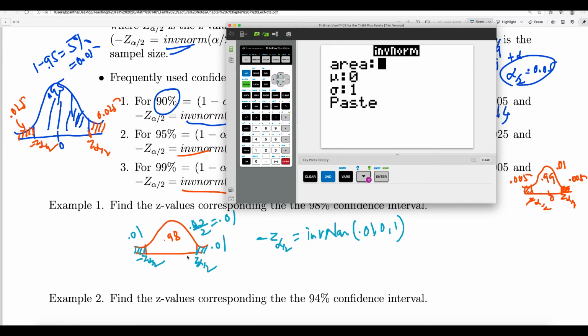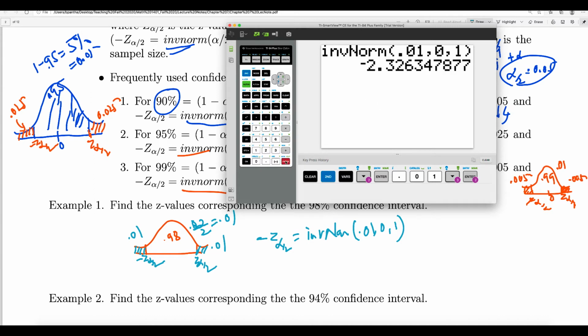If it is not TI-84 Plus CE, you need to always enter the area left of that: 0.01. And what is the mean? Mean is 0, sigma is 1, because you are finding the z value. That's why mean is 0, sigma is 1. And then paste, hit enter. What do you get? You get negative 2.33, right?